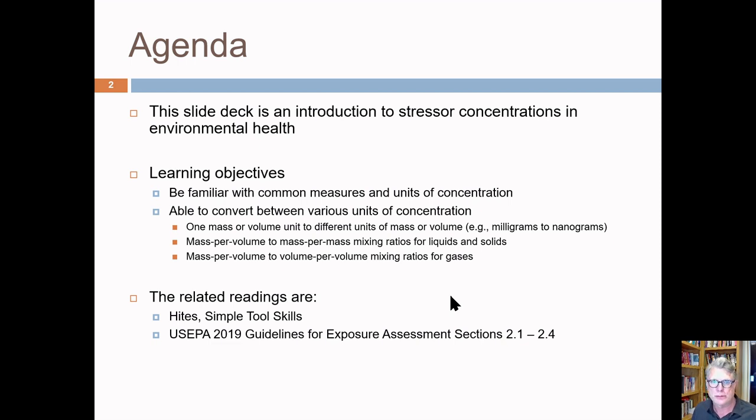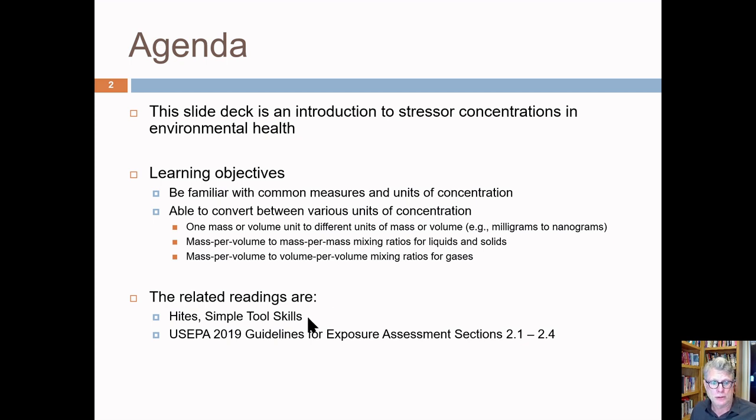This slide deck is an introduction to stressor concentrations in environmental health. The learning objectives are for you to be familiar with common measures and units of concentrations in this field, and to be able to convert between various units of concentrations. And we'll get into those quickly and in some detail.